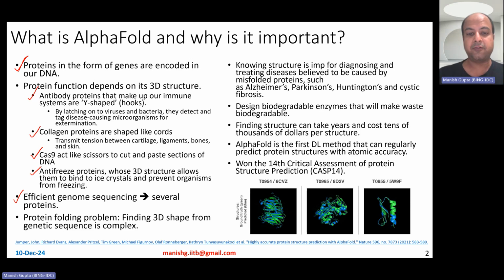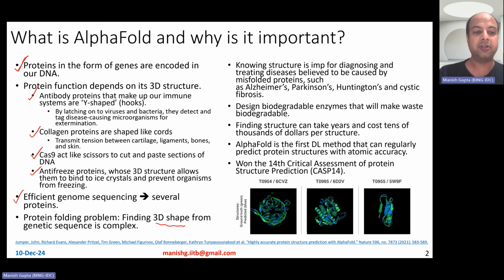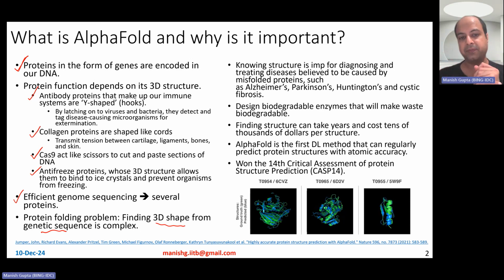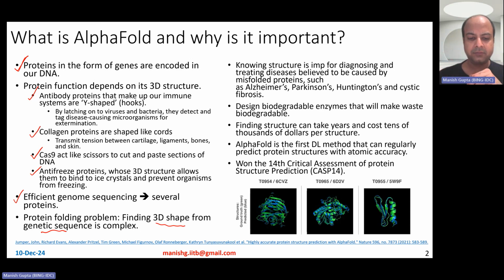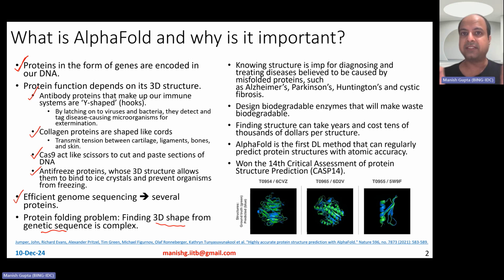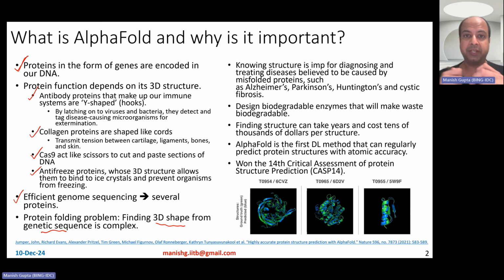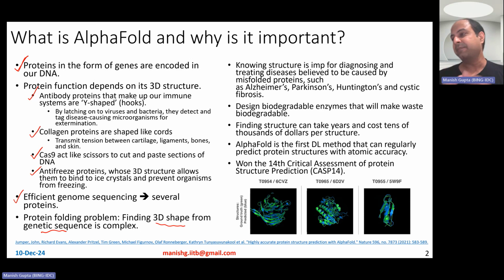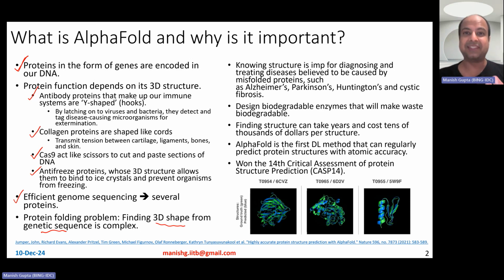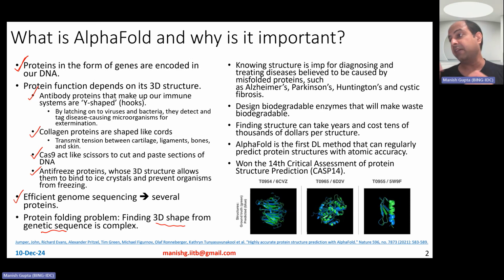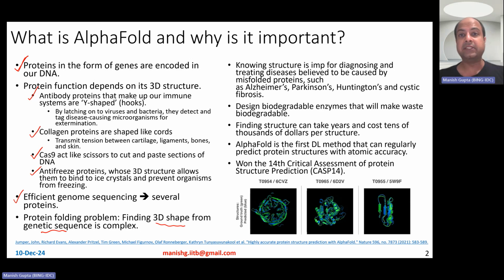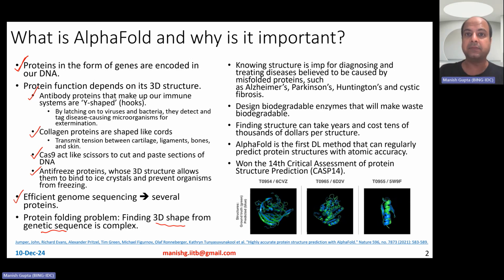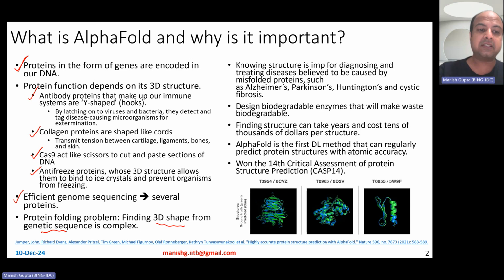The problem is that finding the 3D structure from the genetic sequence, from the amino acid sequence of a protein, is complex. So you have proteins, the amino acid sequences, but you don't know their shapes. And if you don't know their 3D shapes, you don't know what they're good for. It's like having tools, but not knowing how to use them. Or I have a problem and I don't know which of the millions and billions of proteins that I have will solve that problem. So knowing the structure is super important.